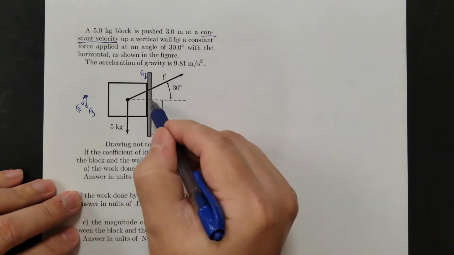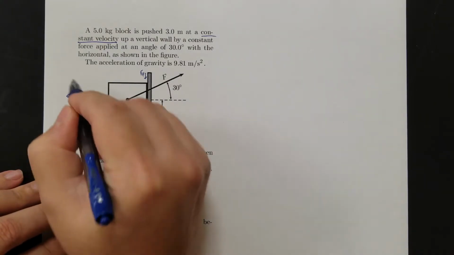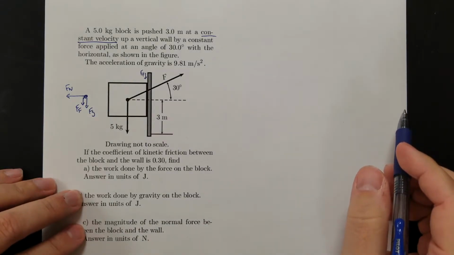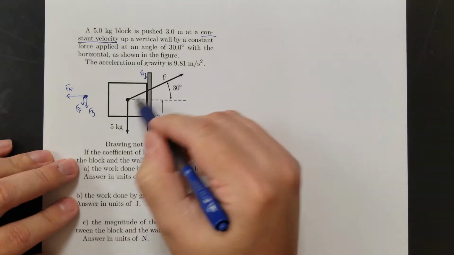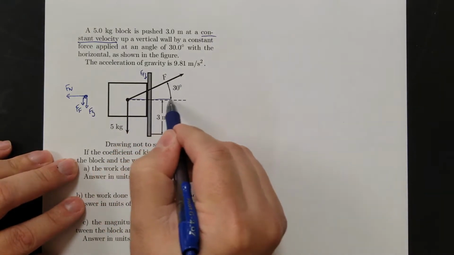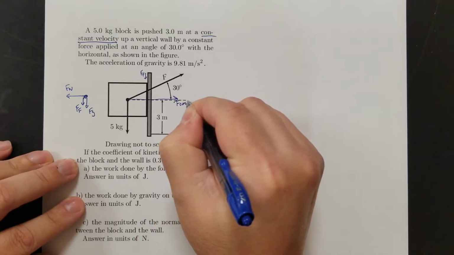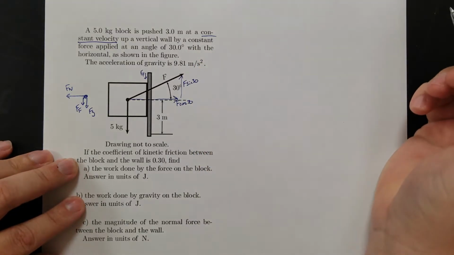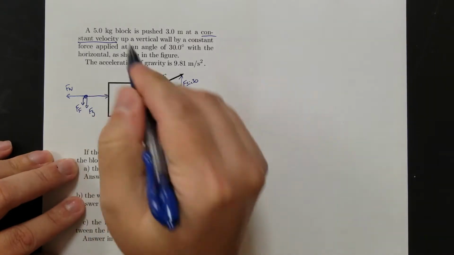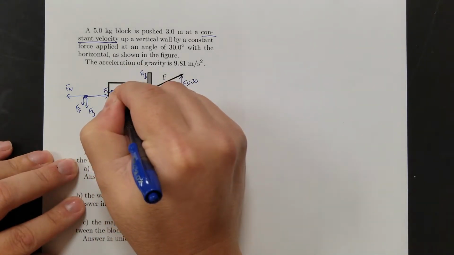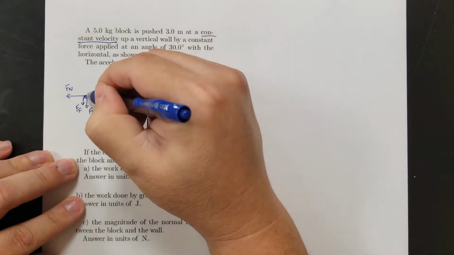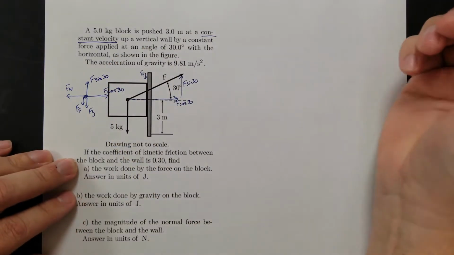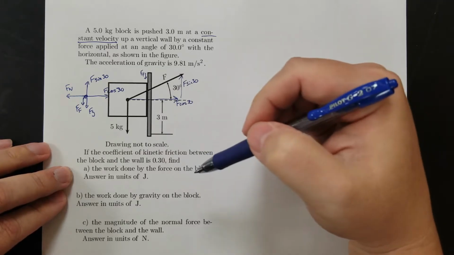And what else? I have the normal force from the wall. The wall is pushing back this way, so that's a normal force. And then I have this force. So I'm going to break this force into its components. I'm going to break it into F cosine 30, and F sine 30. So F cosine 30 is here, and my upwards one is going to be F sine 30.